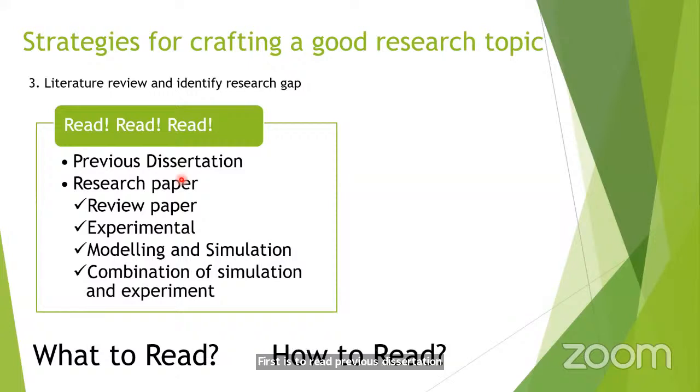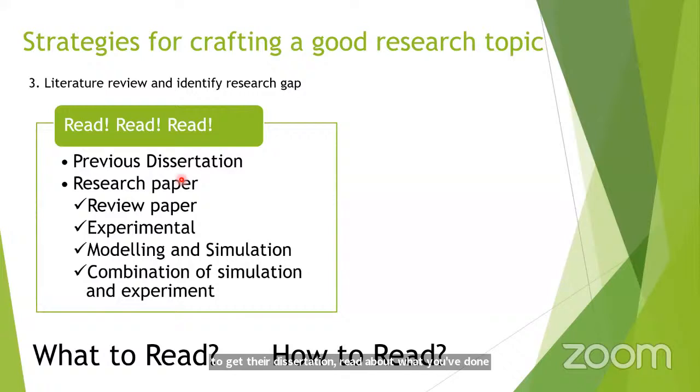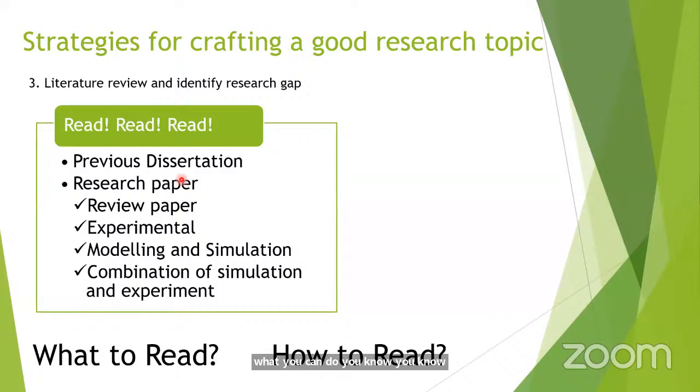For example, if you are doing a PhD, there might be other people that have worked on a similar topic, maybe in your lab. Try to get their dissertation, read about what they've done. You can go to the abstract, go to other parts of it, and see what they are doing. Then you can come up with a topic. Also, if you are writing a proposal, look at the professor you want to work with. You can go to his page on the website and look at the fields he is working on. If possible, get previous students from his lab, read their dissertation, or read their papers.